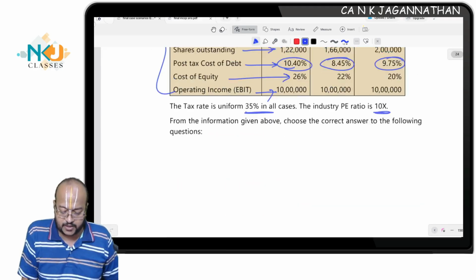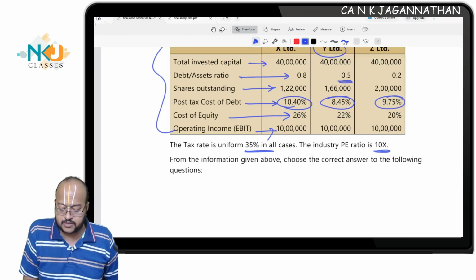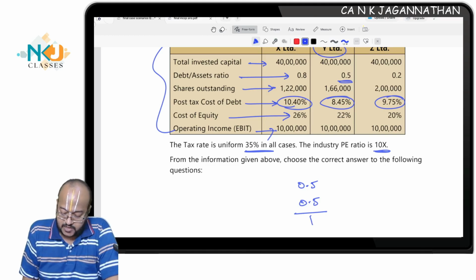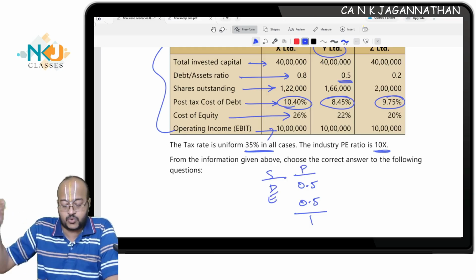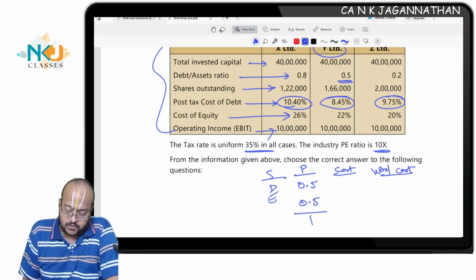See, weighted average cost of capital of Y limited means very simple. You have been given debt to assets ratio as 0.5, which means the debt ratio is 0.5. Equity to total assets is also 0.5, which means weight of these two, debt and equity, is 0.5 and 0.5. Let's say this is source, debt, equity. This is the column you use for WACC. So source, proportion, then you have cost, then you have weighted cost.